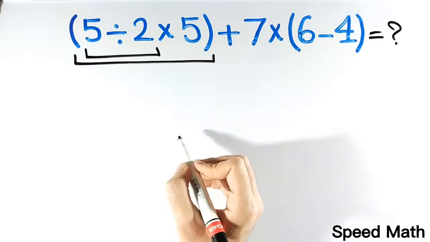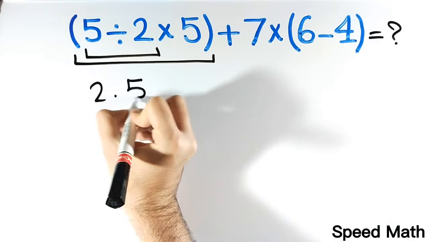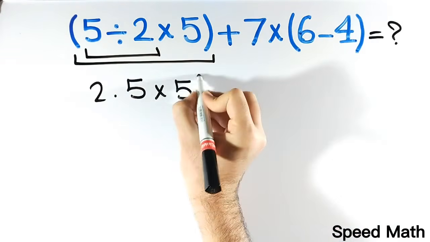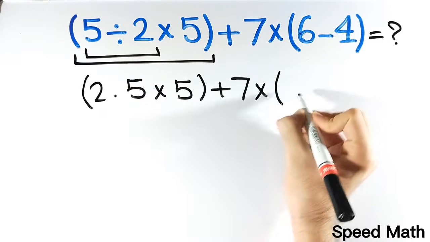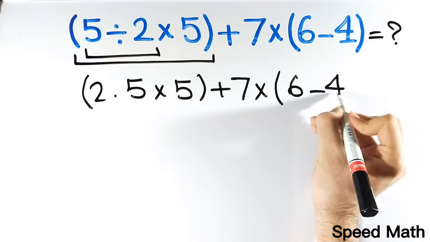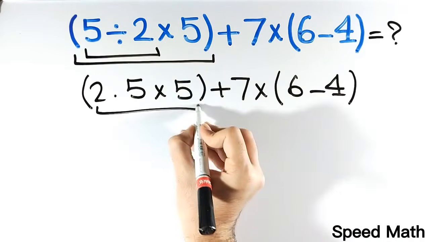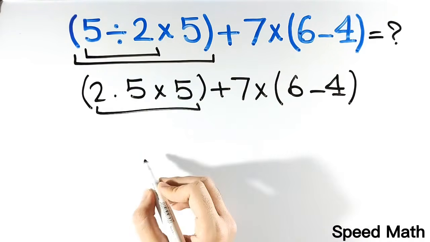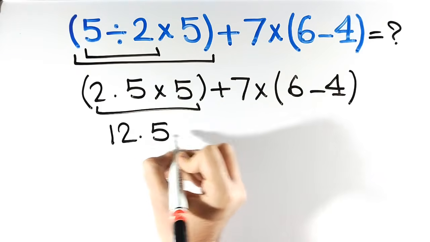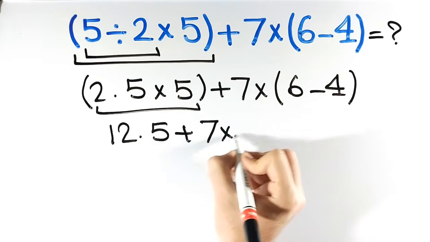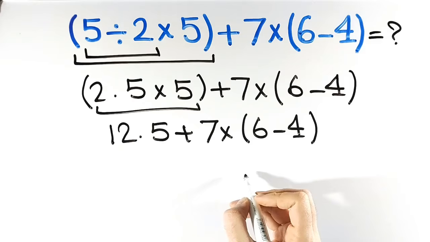between 5 and 2. So instead of this expression, they write 2.5 multiplied by 5 inside the parentheses plus 7 multiplied by open parentheses 6 minus 4 close parentheses. And the next step, they go for the multiplication between 2.5 and 5. And instead of this expression, they write 12.5 plus 7 multiplied by open parentheses 6 minus 4 close parentheses.